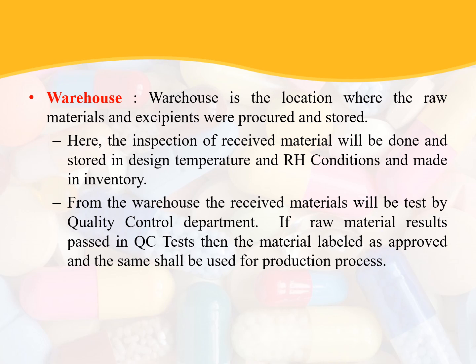Now let us discuss briefly about each department. First one is the warehouse. Warehouse is the location where raw materials and excipients are procured and stored. Here the inspection of received materials will be done, and they are stored in designated temperature and RH conditions and entered in inventory. The received materials will be tested by the quality control department, and if the raw materials pass the QC test, then the materials are labeled as approved and they shall be dispensed for the production process, as we have discussed earlier.